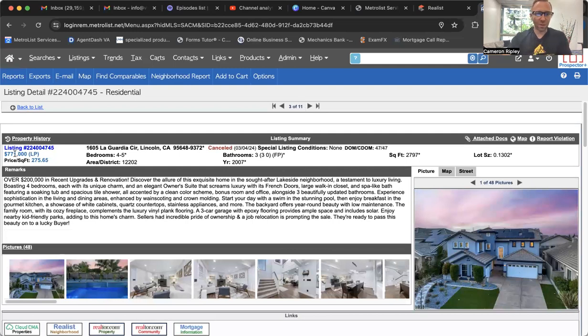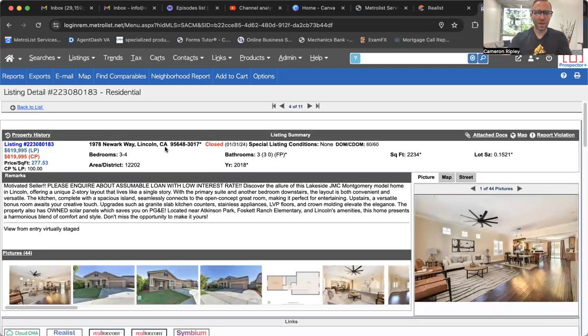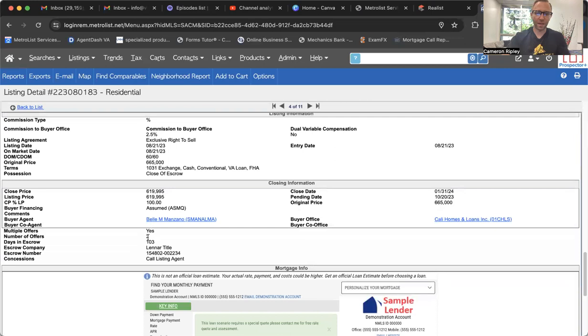So this one canceled. They were at 770. Looks like they had a pool. What I really like to look at as well. So they closed in January. Downside of that is they probably went into contract right after the holidays, possibly. Listed for 619 and sold for that. If we scroll down to the bottom, yes, they had multiple offers. They got two. They did an assumable. That can be tough because it depends on how much money they owed on the property. They listed at 665, so they sold for a little bit less.